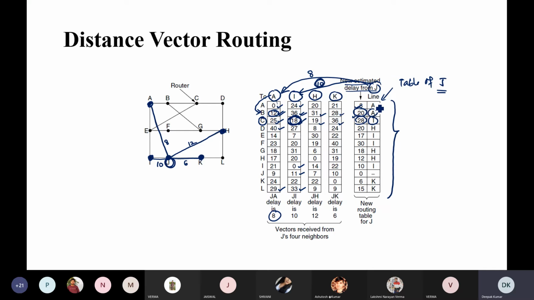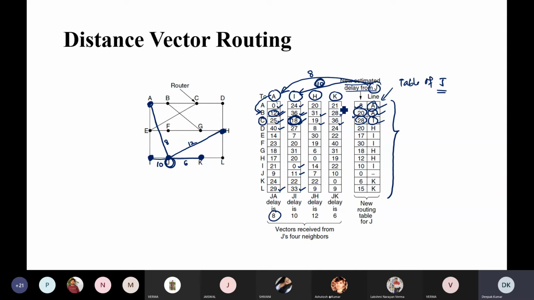This is via I, this is via A, this is via A. This is the next hop that we mentioned earlier at the start of the class. You can say via or next hop, that is written here. Which path it will go through, that is updated here.